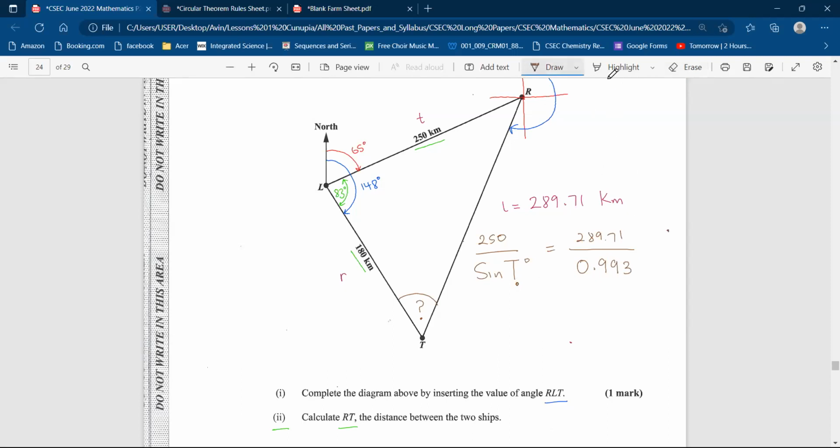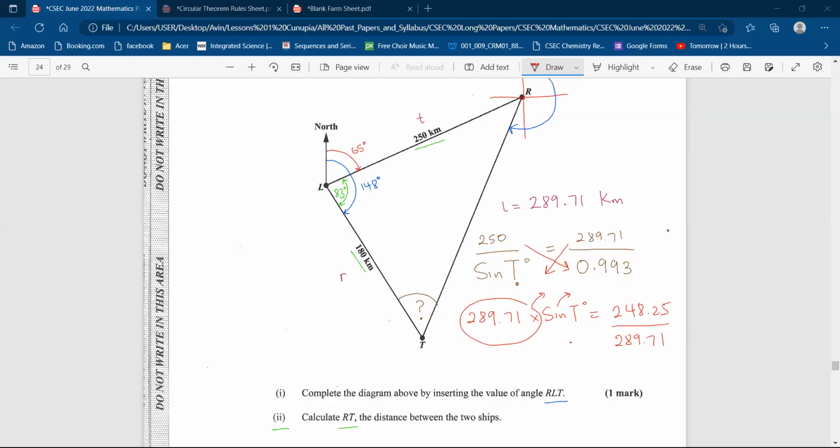Now we cross multiply. So when we cross multiply, we'll get 289.71 multiplied by sine T, and then you multiply this diagonal. 250 multiplied by 0.993, and we're getting roughly 248.25. This is a multiply, throw across your multiply, you will get a divide. Divide these two, you will get a decimal, then sine inverse the decimal to get angle T.